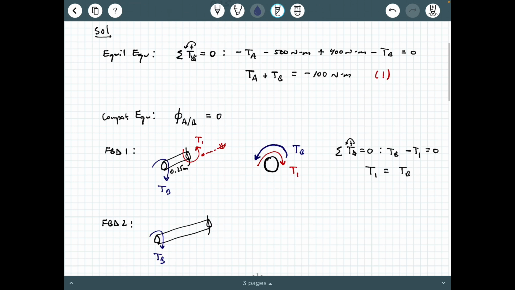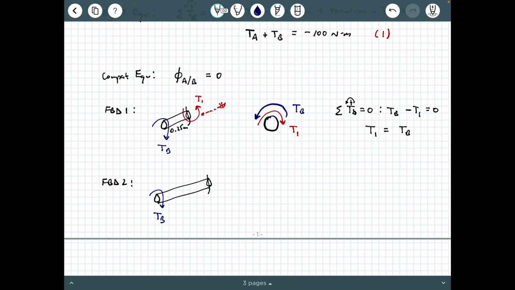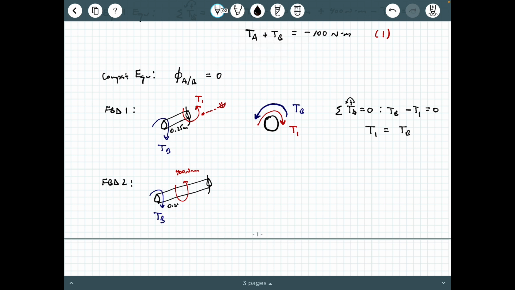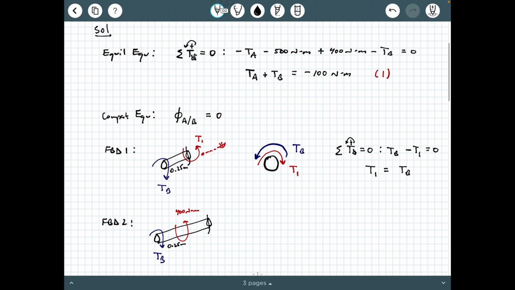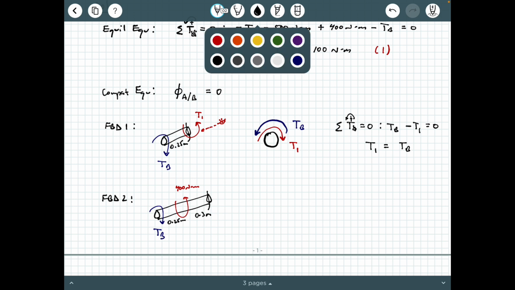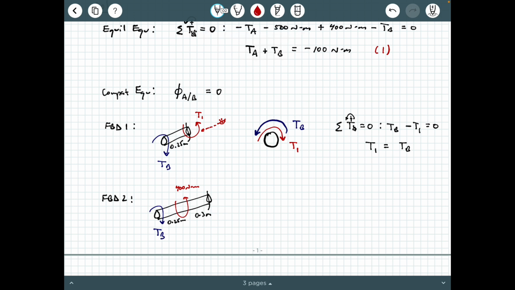And so when we do that, what do we get? Well, first we need to probably draw that 400 Newton meters, okay? And then what dimension lines are here? This was 0.25 meters, and then the next dimension line was 0.3 meters. And when we open this up, what do we see here? Well, we see a T2 there, okay? We see a T2.